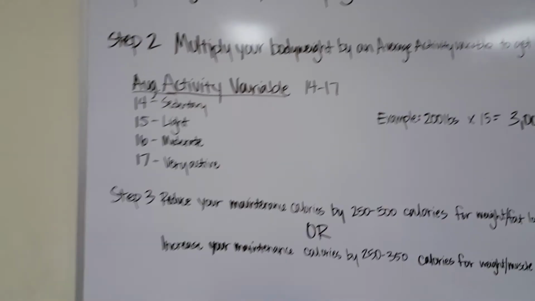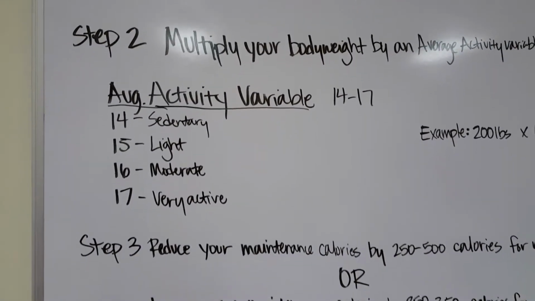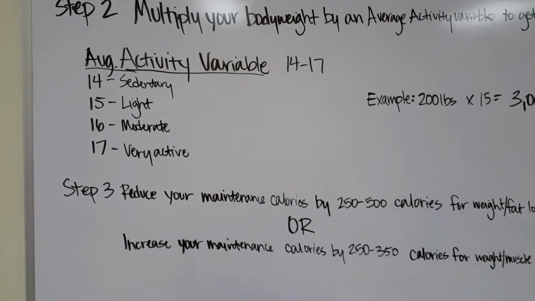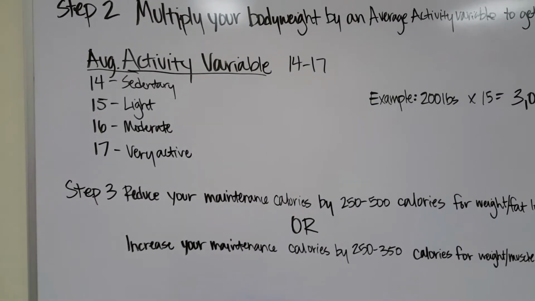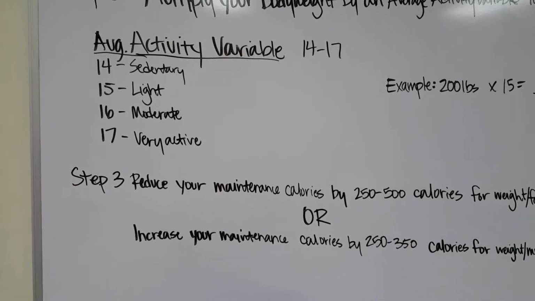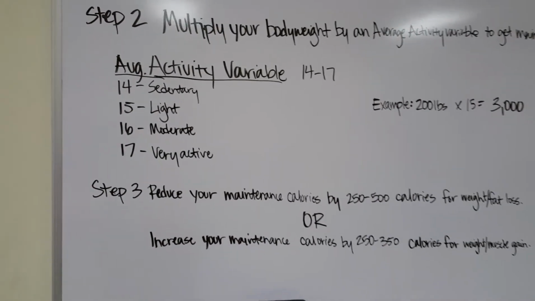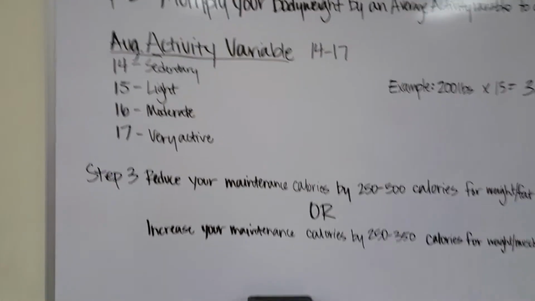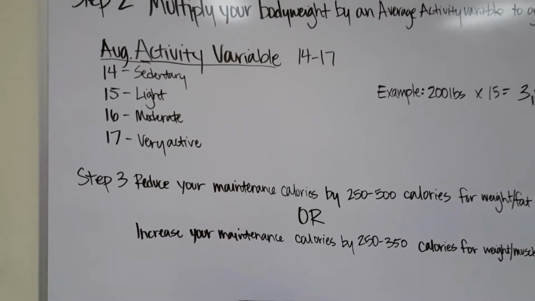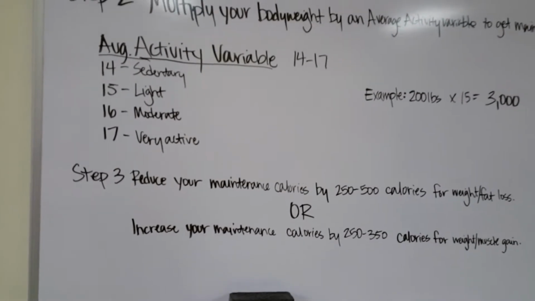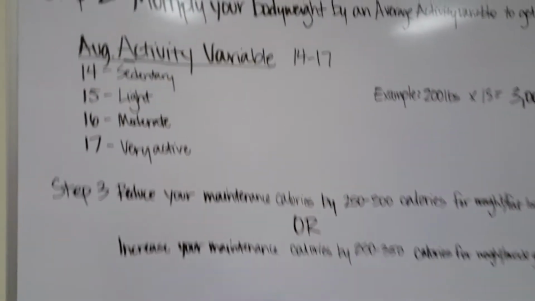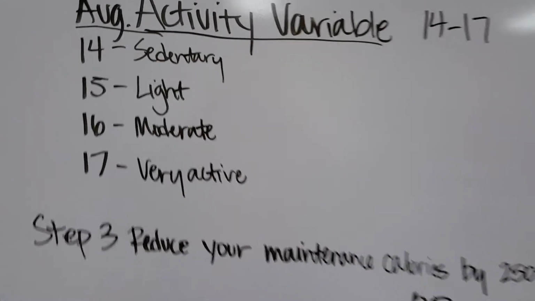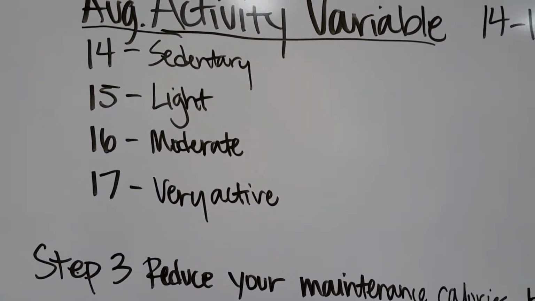Okay, so step number 2 again, you figure out the average activity variable, and usually that number is between 14 and 17. Now, how do we get to that number? Basically, there's a lot of things that come into play with that. You got your resting metabolic rate. You also have the thermic effect of food, but that's too much information to cover. You guys want to know something real quick, fast, and easy to get your average caloric intake. So we'll go over that real quick. So this variable is 14 to 17.